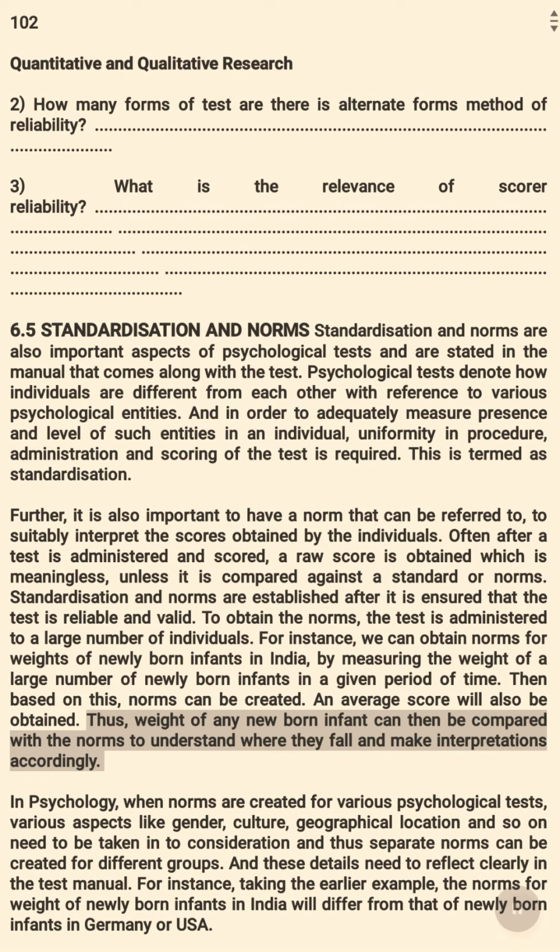In psychology, when norms are created for various psychological tests, various aspects like gender, culture, geographical location and so on need to be taken into consideration, and thus separate norms can be created for different groups. And these details need to reflect clearly in the test manual. For instance, taking the earlier example, the norms for weight of newly born infants in India will differ from that of newly born infants in Germany or USA.